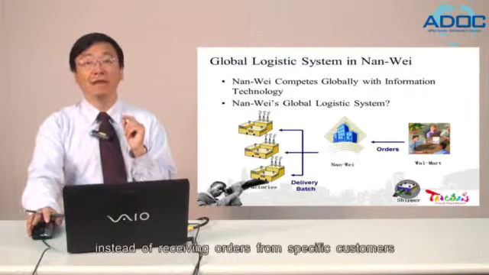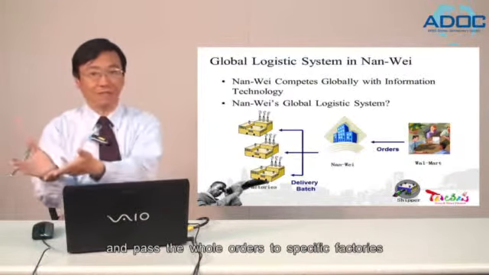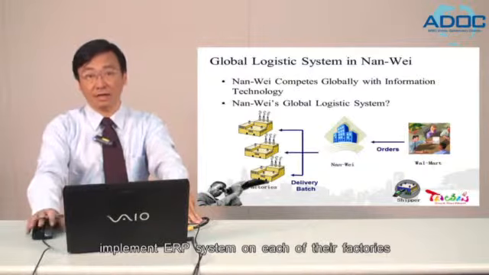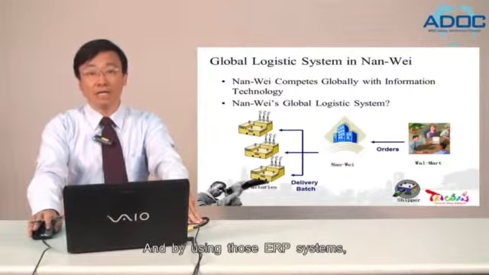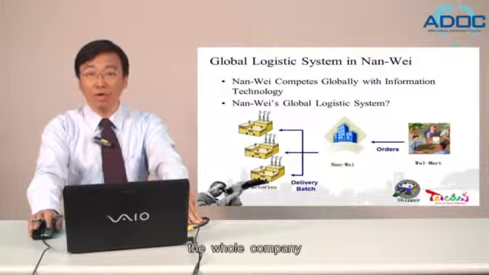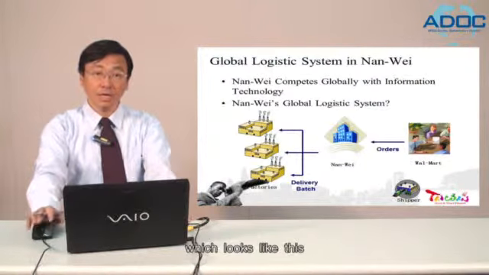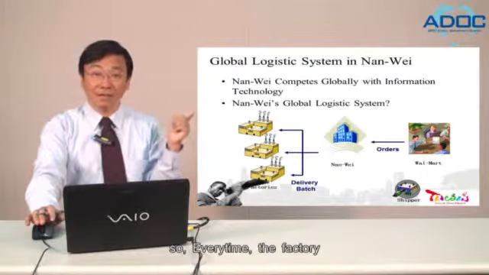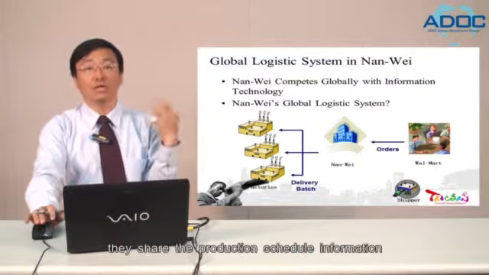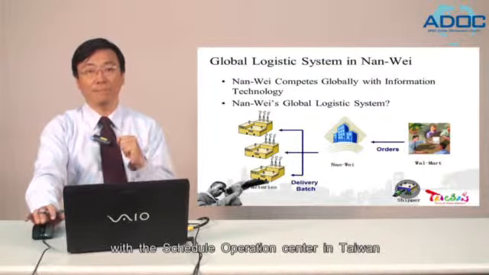So Nanwei, instead of receiving an order from a specific customer and passing the whole order to a specific factory, decided to implement an ERP system in each of their factories. By using those ERP systems, they created a central nervous system for the whole company and a new business model which looks like this. So every time, instead of the factory receiving orders from Nanwei and working on those orders, they share the production schedule information with the Schedule Operation Center in Taiwan.